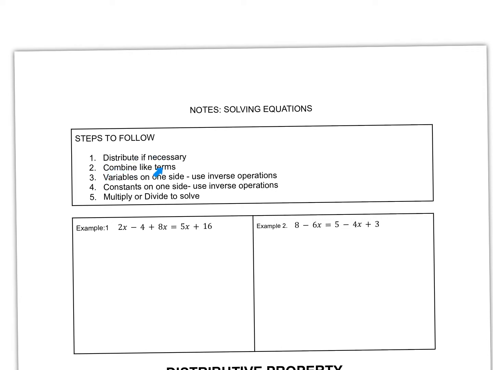We are going to have to combine like terms next. Then we're going to get the variables all on one side. We'll have to use inverse operations or opposite operations to do so. We also need to get the constants on one side, and we will be using inverse operations as well. And then finally, we're going to need to multiply and divide to solve. All right, so let's take a look at a couple of examples.